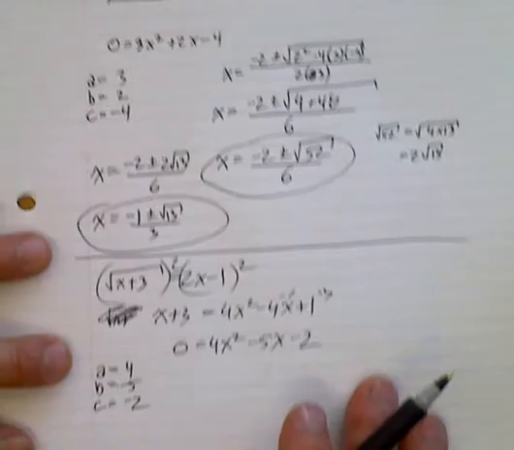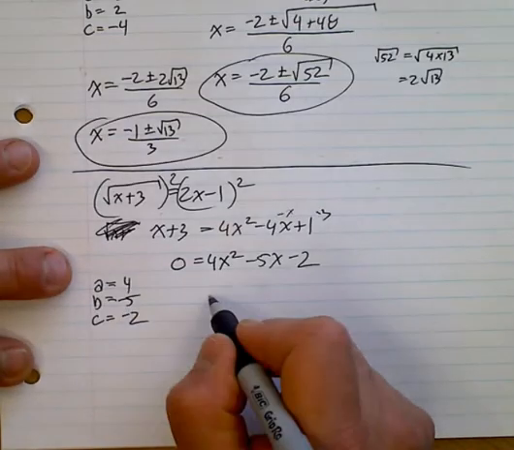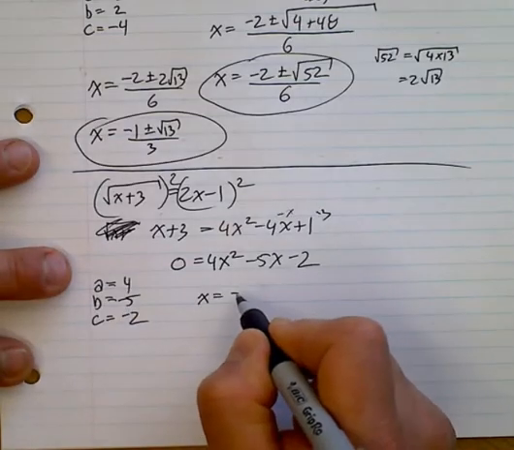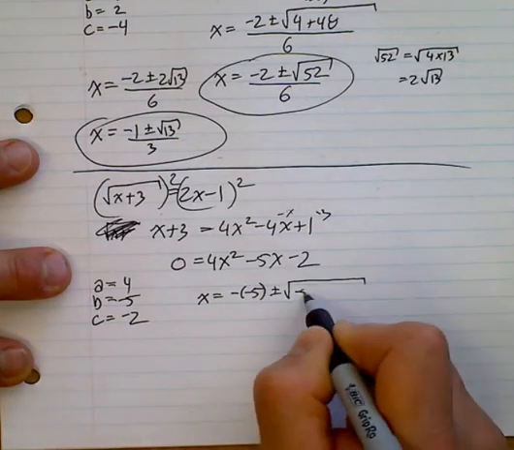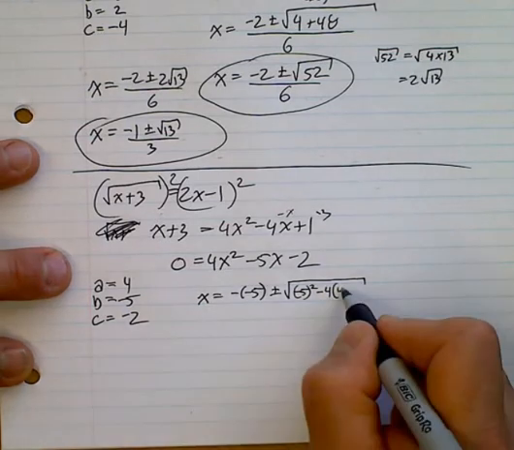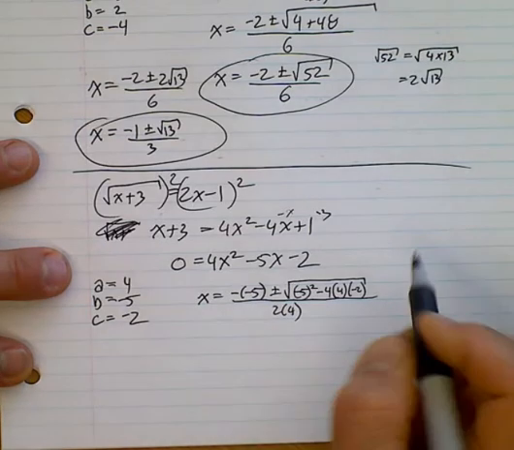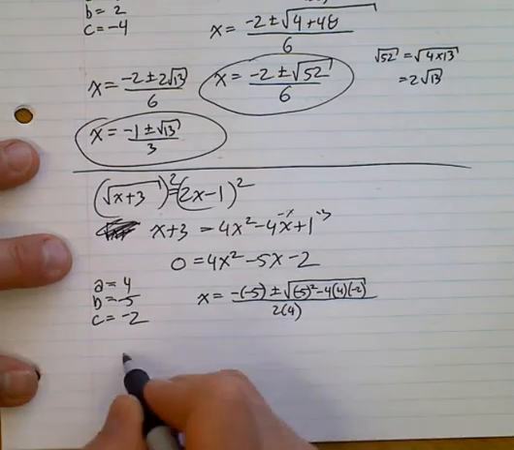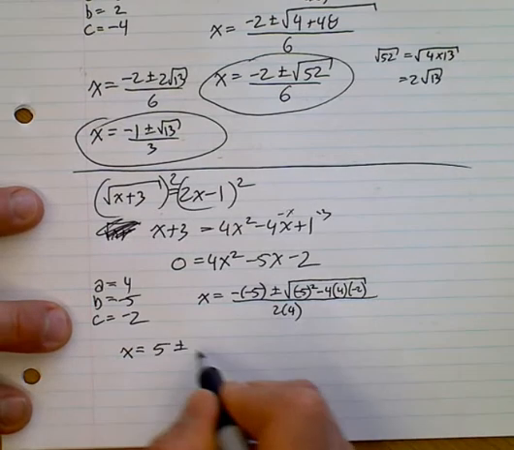You've got your formula up at the top here. If b is negative 5, then x is equal to negative b, so negative negative 5, plus or minus the square root of negative 5 squared, minus 4 times negative 2, all over 2 times 4. You should be able to plug those numbers in at least.